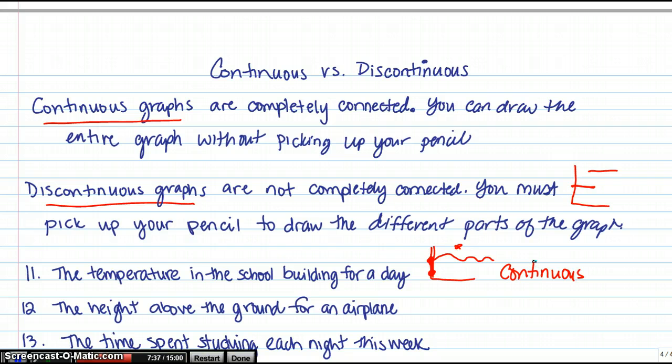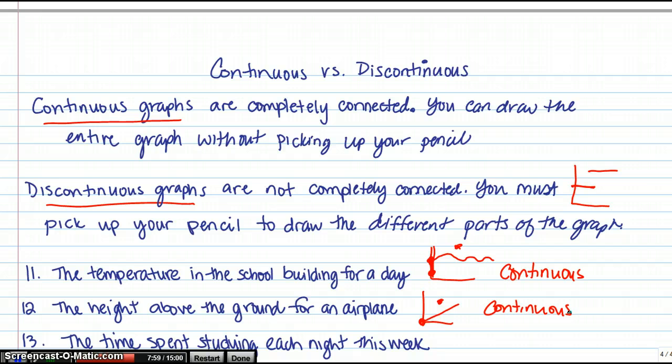Alright, the height above the ground for an airplane. Well, can an airplane go from the ground and jump, say, 100 feet in the air? It doesn't do that. It takes off, and as it takes off, its height climbs. So again, a continuous situation.